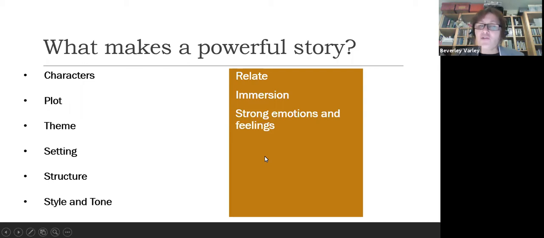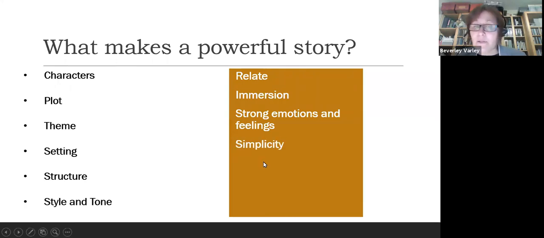It must evoke strong emotions and feelings. If it didn't do this, we might as well be reading the alphabet. Okay, but a good, powerful story will bring your emotions along, pull you from side to side, make you sad, angry, all perhaps in a paragraph on a page. So it must evoke strong feelings.